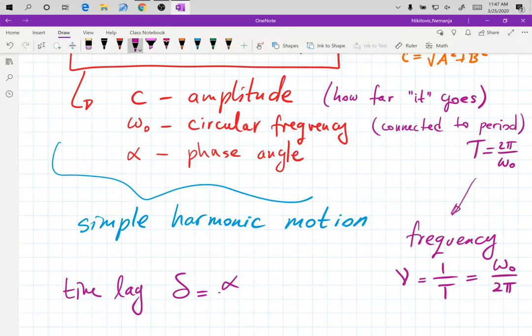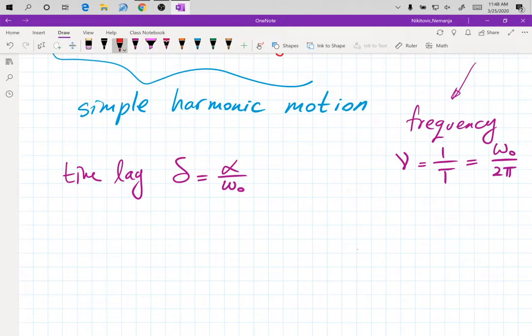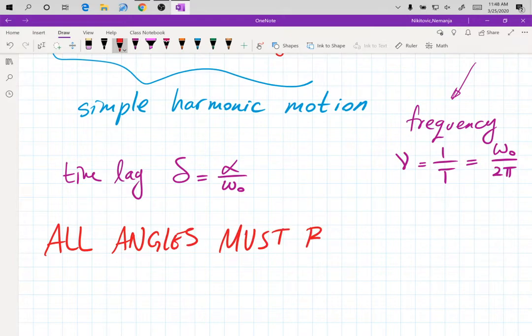Ooh, one thing that I have to write in blood over here, otherwise you will be doomed. All angles must be in... Please complete this sentence for me in the chat. I'll wait. What is the word that goes here? Please complete this in chat. I'll wait.